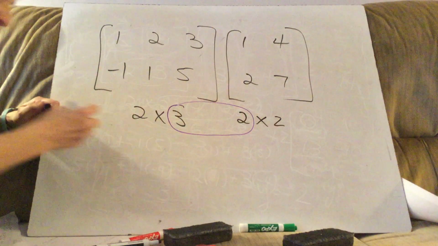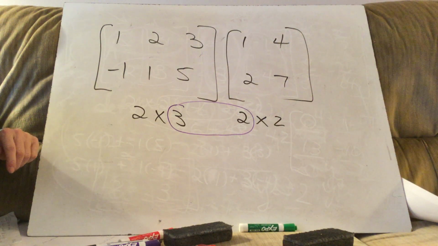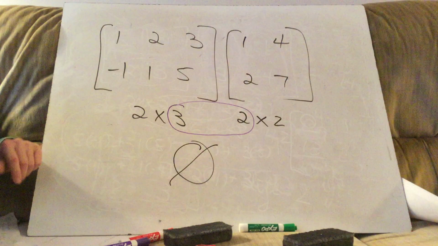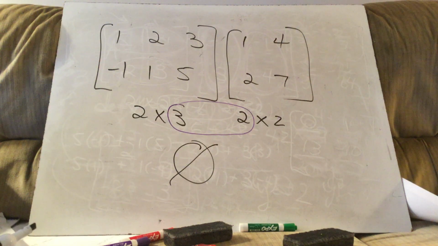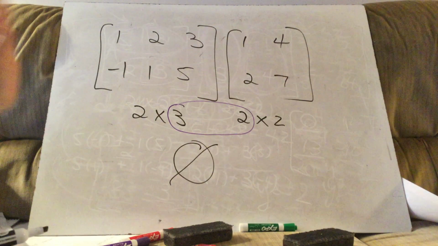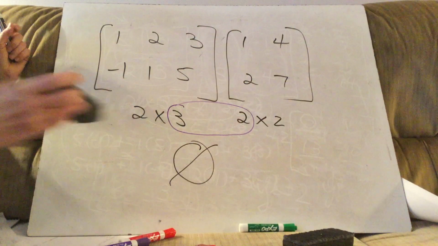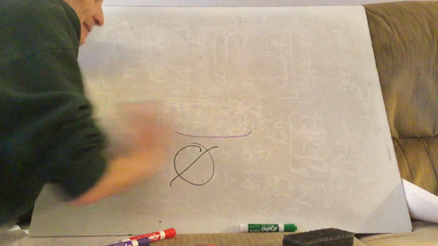These do not match. If they do not match, then you cannot multiply them. So, the answer is, can't be multiplied. Either empty set, dimensions don't match, can't multiply. However you want to express that, this problem is not doable. All right. Let's try one more, and maybe it will be doable.